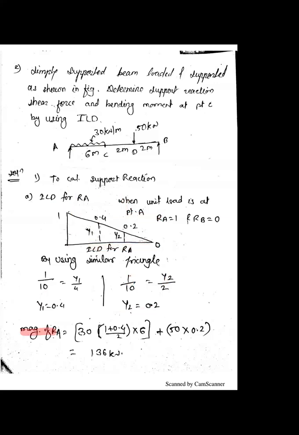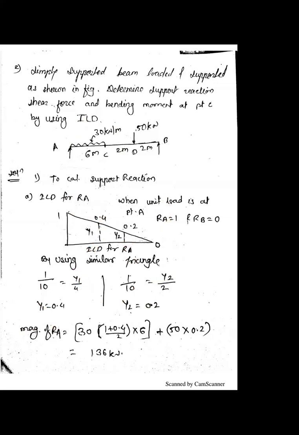Again, the magnitude of RA. There is a UDL, so intensity of UDL into the average of 2 points. This one, so 1 plus 0.4 divided by 2, into the length of UDL. Length is 6. So 6, plus point load 50 into 0.2. 50 into 0.2. Then we get 136 kilonewton.